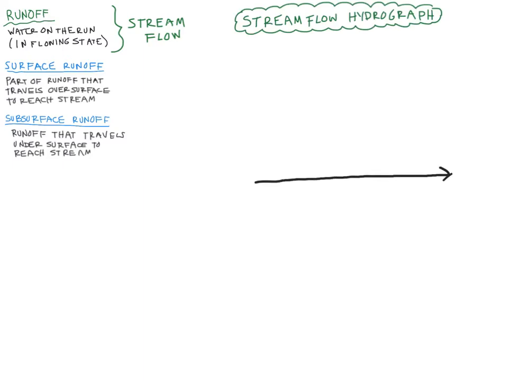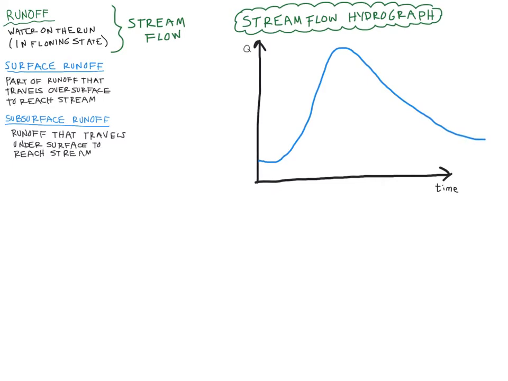As the name implies, a streamflow hydrograph is a graph. The graph has time on the x-axis and flow on the y-axis. And so what this figure shows is how the flow in the stream changes over time. And these hydrographs follow similar patterns and have particular features that we want to pay close attention to.